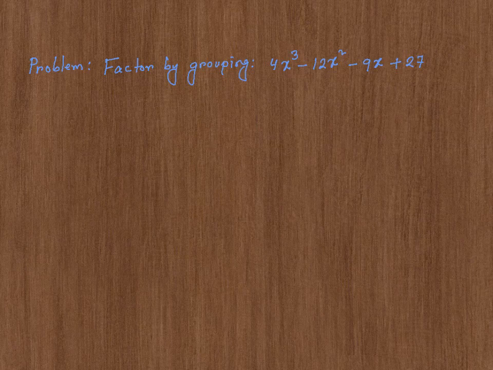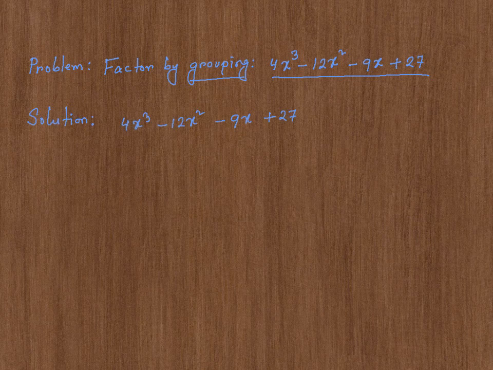In this video, I'm going to factor a quadrinomial. This is the given quadrinomial. I'm going to do so by grouping. By the way, a quadrinomial is a polynomial with 4 terms in it, just to give you the definition.